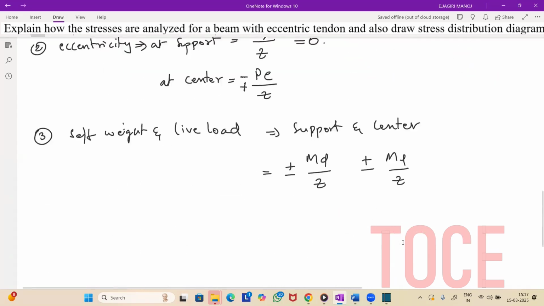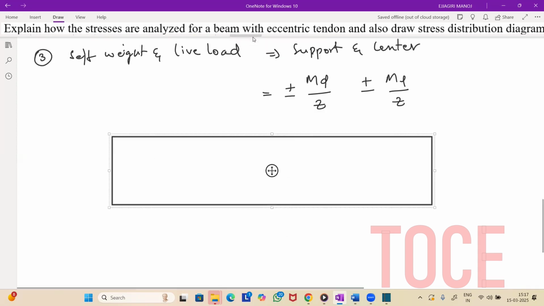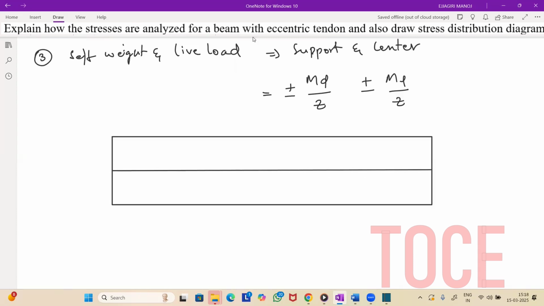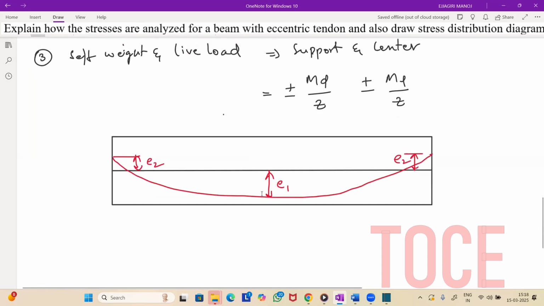In case you will have another case also, so see here, my tendon is having eccentricity at the center, and even at the support also I'm having eccentricity of E2. Okay, so in that case, I will get different stresses at the support and at the center. Whenever you are calculating the stress due to eccentricity at the support, we need to take E2, and for the stress due to eccentricity at the center, we will be taking E1.